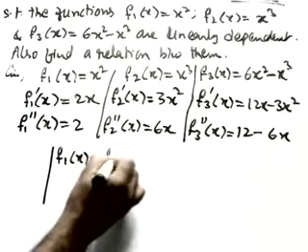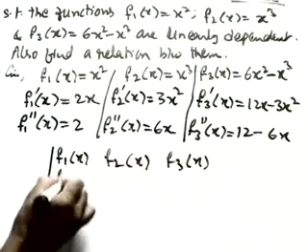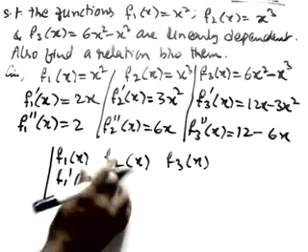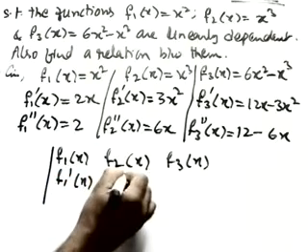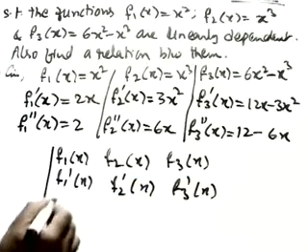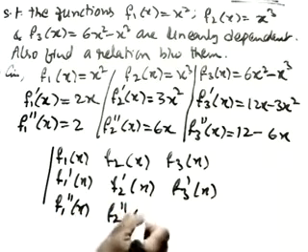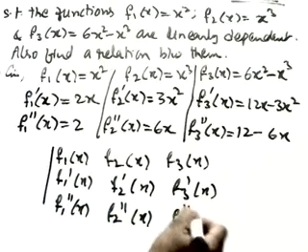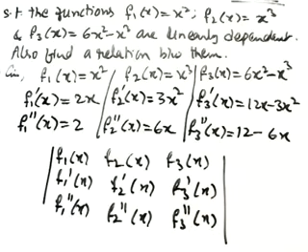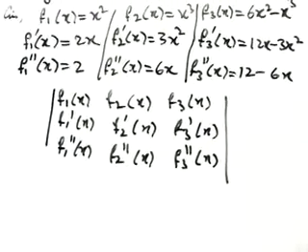We have to find the determinant. f1 of x, f2 of x, f3 of x; f1 dash of x, f2 dash of x, f3 dash of x; in the same way, second differentiation, f1 double dash x, f2 double dash x, f3 double dash x. Now let us find its value. If its value is 0, we say dependent, and if its value is not equal to 0, we say independent. So let me substitute the values.